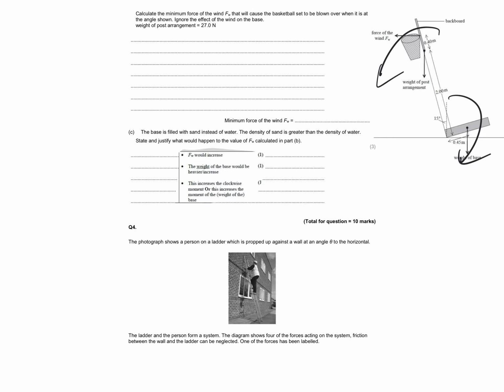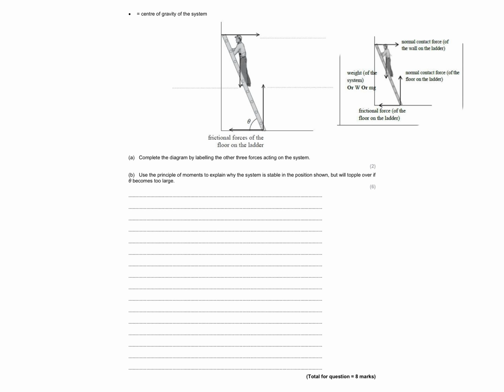For the next one, we've got a person on a ladder propped up against a wall. Again, this could be quite tricky. We need to make sure the arrows are all sorted so we know exactly what's going on, all of the extra weights, and of course which force is pushing in which direction, because it's going to be another moments question. Let's take a look. Okay, complete the diagram by labelling the other three forces acting on the system.